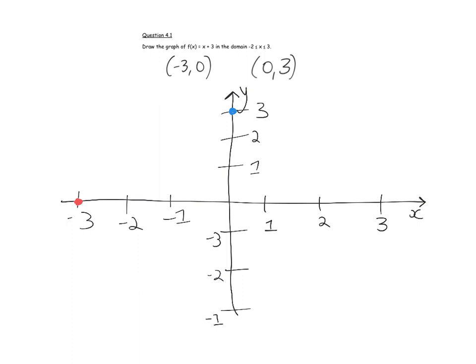So the blue point here is where it intersects the y-axis. Then you get your ruler and you draw a line between both. And this, then you just label as f of x is equal to x plus 3.